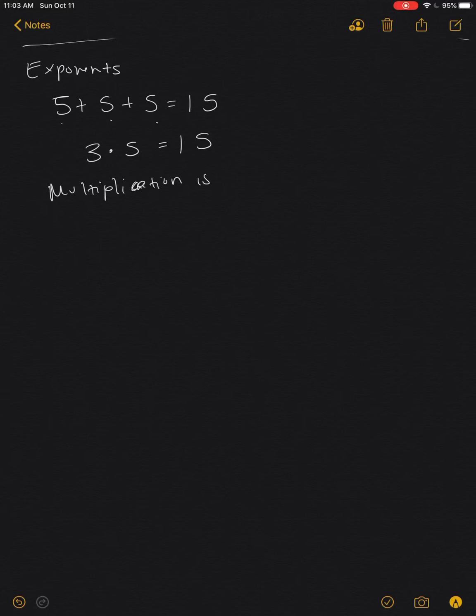So first of all, I want you to think about addition. If we have 5 plus 5 plus 5, we get 15. We notice there are 3 fives: 1, 2, 3. And 3 times 5 is equal to 15. So if you think about it, multiplication is almost like shorthand for addition.